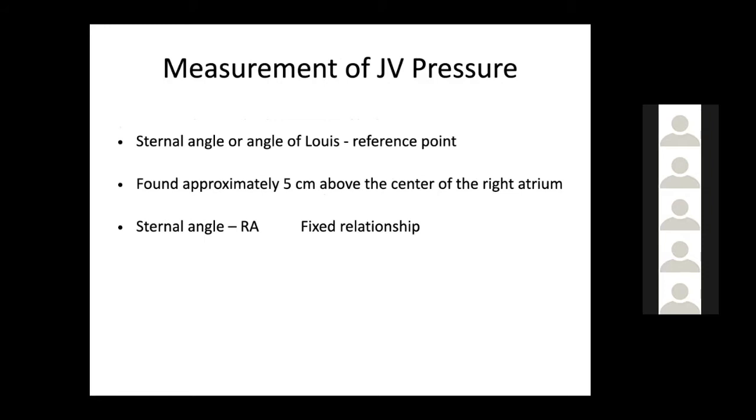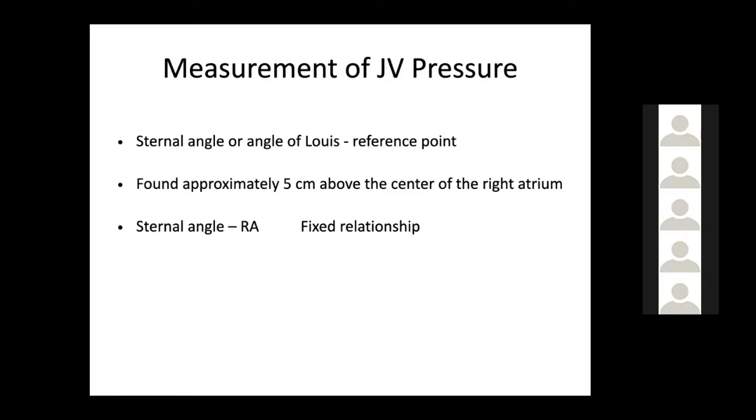What is the reference point? It is the angle of Louis. You should not pronounce it as Louis because the S is silent. It is the angle of Louis which is taken as the reference point, and you know the angle of Louis: it is the sternoclavicular point, which is one important point, at the second rib. Now, why there are various methods because of which this was taken as the reference point, and we already know that the right atrium is 5 centimeter below this point.